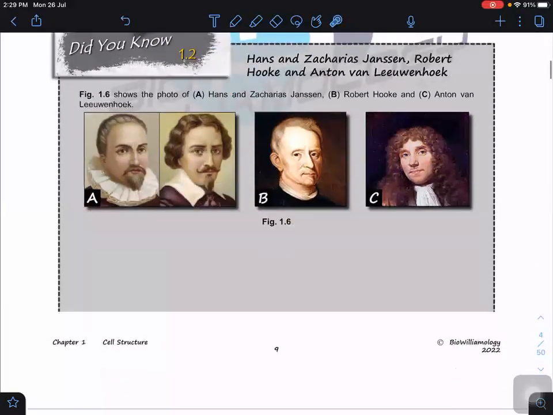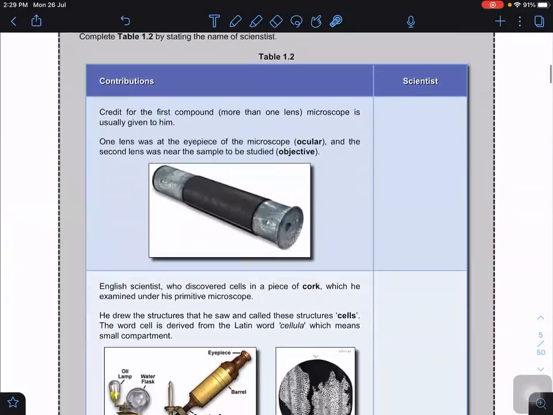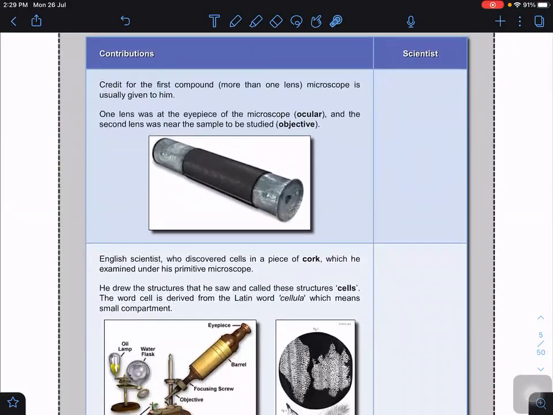Okay, so now I have these contributions and scientists. Can you fill in the first contribution? Who are they? The credit for the first compound microscope is usually given to him, but actually it is to them. One lens at the eyepiece of the microscope we call the ocular lens, and the second lens, near to the sample of study, is known as the objective lens. Ocular or eyepiece, another one objective. So this one was contributed by who? Hans and Zacharias Janssen.